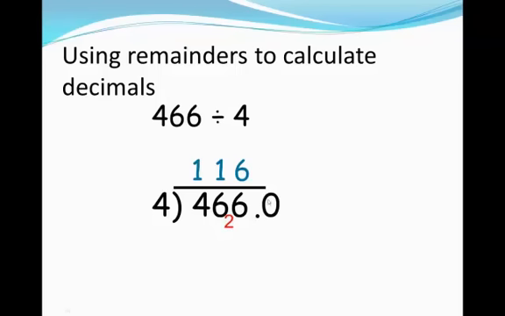So instead of saying remainder 2, we're now going to put that remainder 2 next to our 0 that we've just put in. So we're now saying 4 goes into 20 5 times. We've put the decimal point, so wherever there's a decimal point in the dividend, we need to put a decimal point in the quotient, which is the top number here. So we have 116.5 as our answer to the problem, 466 divided by 4.